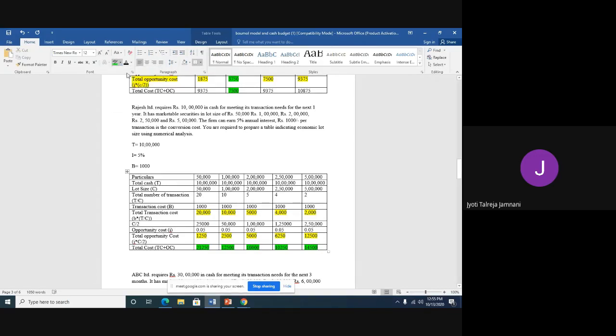And at 10,000, your optimum cash level is 2 lakh. And here your opportunity cost and the transaction cost are the same. They are matching at 10,000. Therefore, we take it like this.